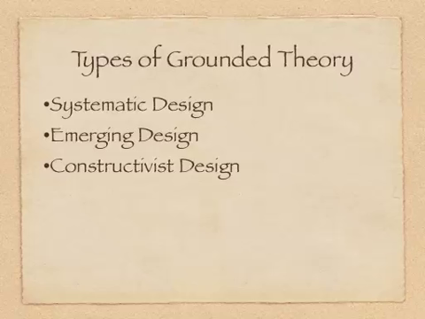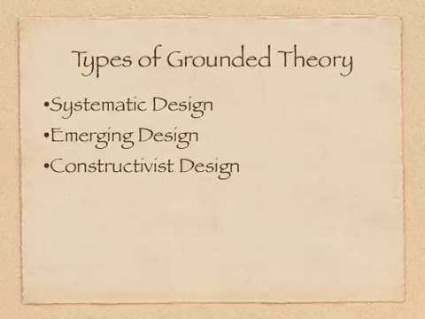There are three basic types of grounded theory, and they're all actually quite similar. There's the systematic design, the emerging design, and the constructivist design. Each of these designs, as stated earlier, are very similar in nature. However, the differences are that they're just aligned with different people.